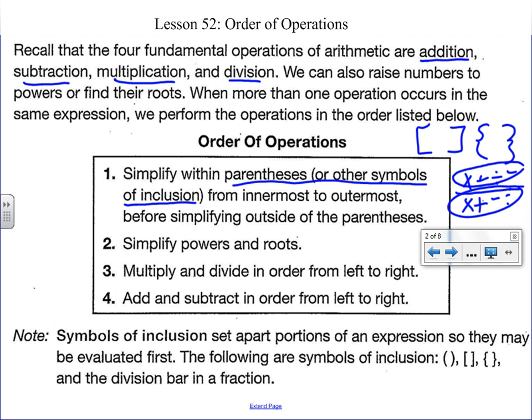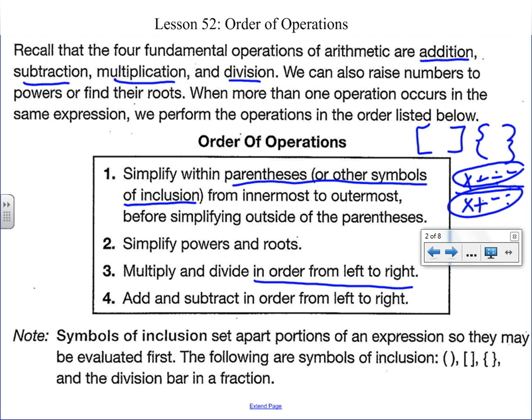Okay, we simplify from the innermost to the outermost before simplifying outside of the parentheses. We have to do everything inside the innermost set of parentheses first and work our way out. When parentheses are cleared up, we can simplify powers and roots, and then multiply and divide in order from left to right. This is a big one, especially for middle school kids. It is from left to right with multiplication and division. Just because we say multiply first does not mean that you multiply before you divide. You only multiply before you divide if multiplication is on the left and division is on the right. You always work from left to right.